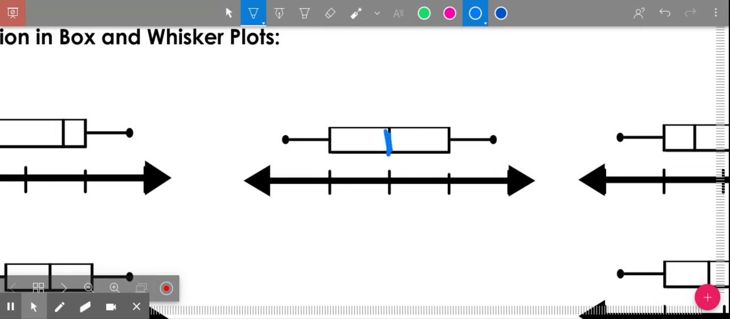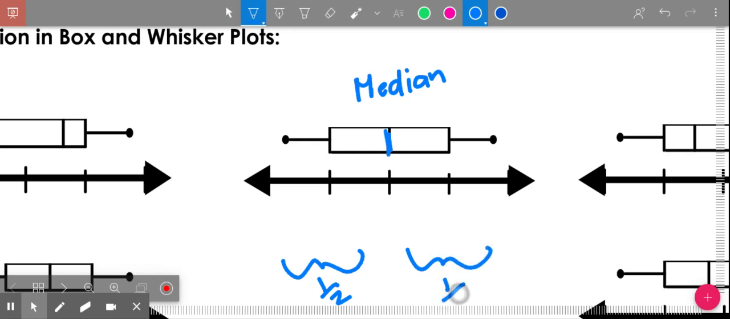So here in the middle of my box plot is my center or my median. So that's my middle value. And I know that half of the data falls below the median, and I know half falls above.